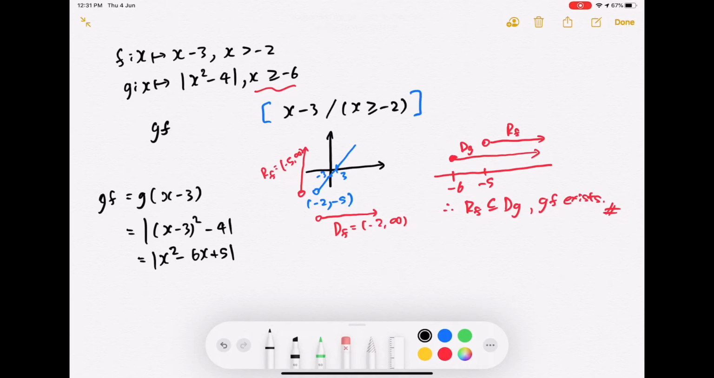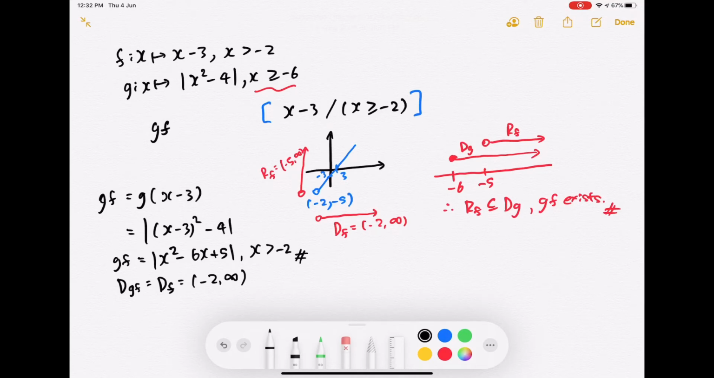So this is not the answer yet. We have to find the domain of gf. The domain of gf will be equal to the domain of f, and that will give us negative 2 to infinity. That's how important it is to sketch the graph for function f. Once we get this, we can clearly say that the equation for our gf will be the modulus of this, and the domain will be x more than negative 2. So this is how we find the equation for the composite function gf.